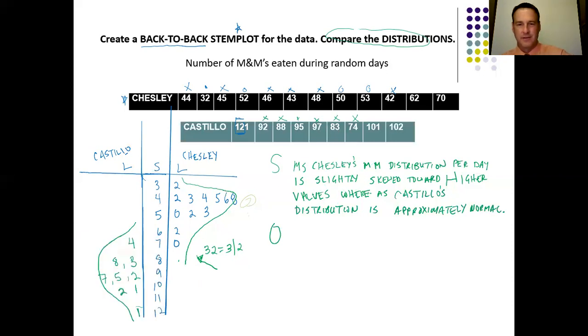So I would say there does not appear to be any outliers.